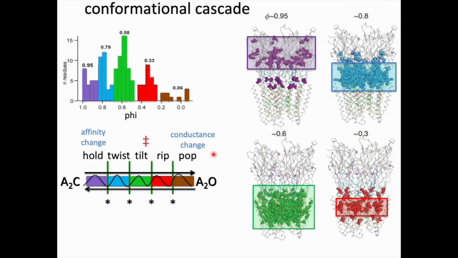So let's put these in motion just with a little animation to emphasize the sequential nature of the gating conformational change. So first, hold, twist, tilt, rip, and I'm not showing pop because that's taking place in there, at the M2 region.